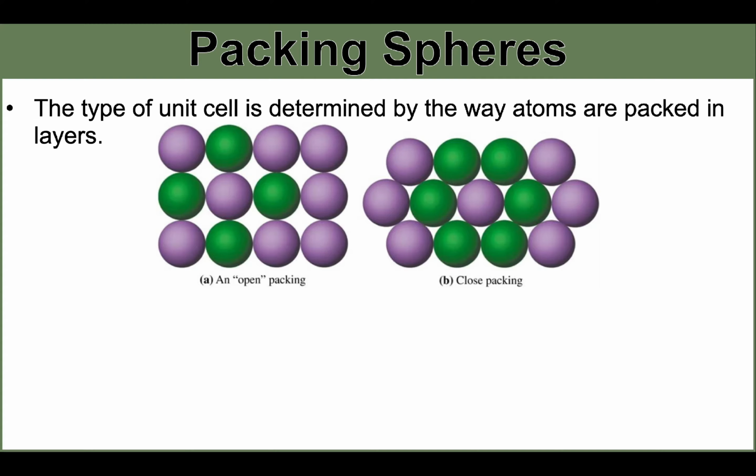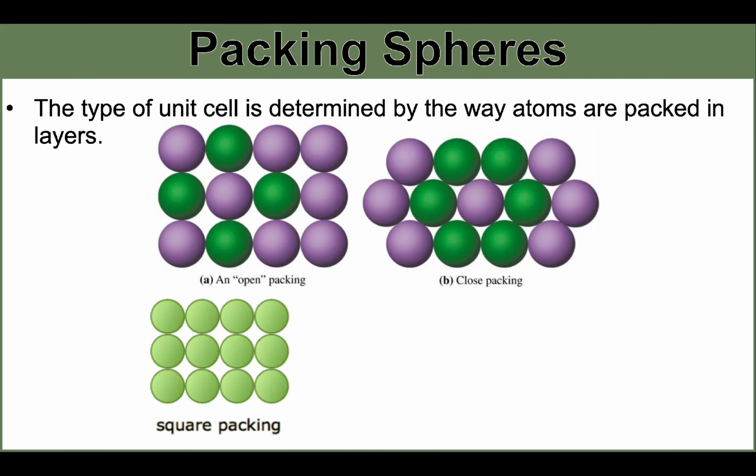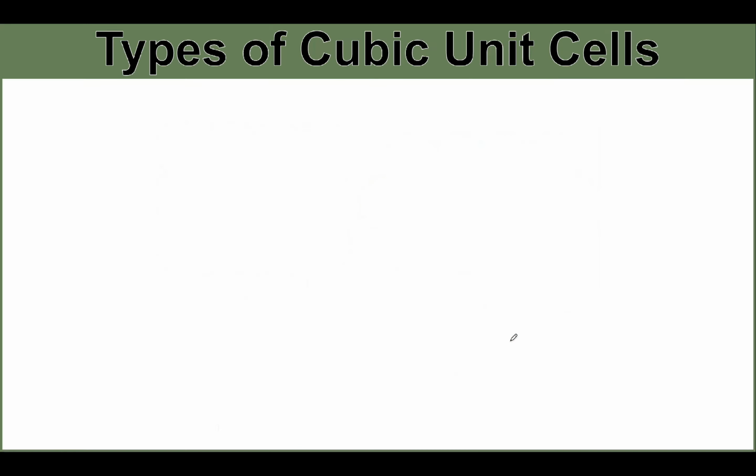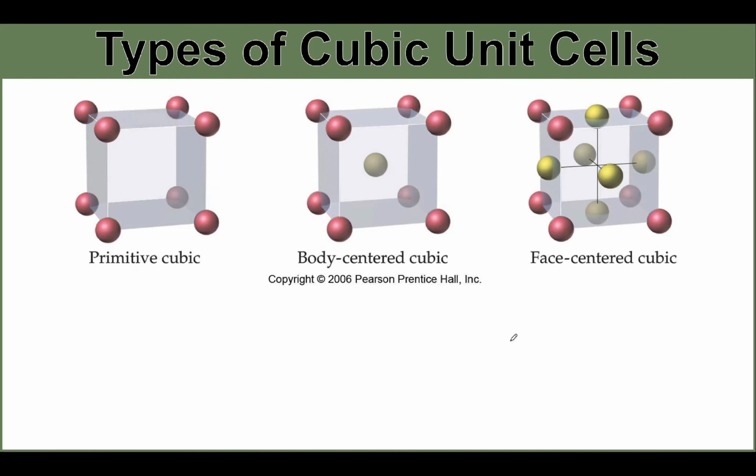Now, in some books or references, they call open packing square packing because if you notice, you will have four points touching here. One, two, three, four. And they call close packing hexagonal stacking because you have six points. You're touching six other atoms. Four, five, six.